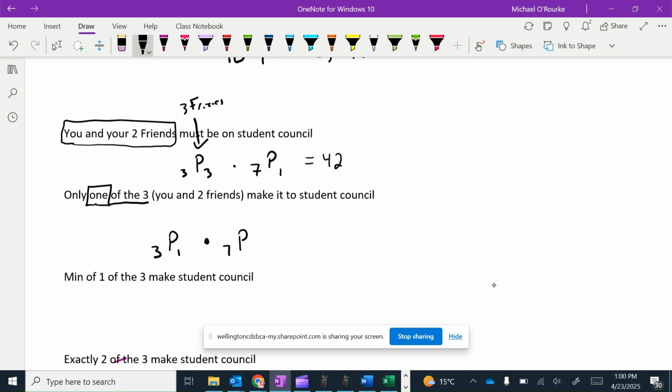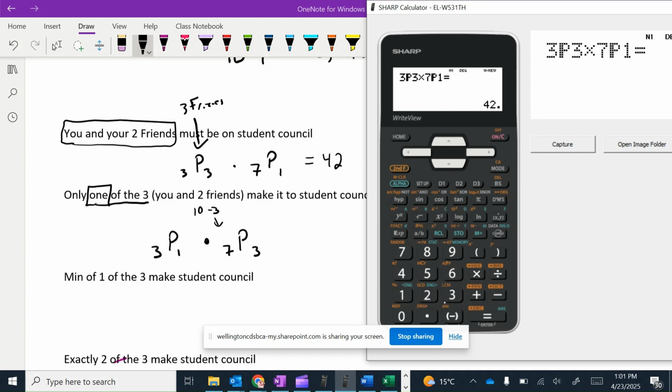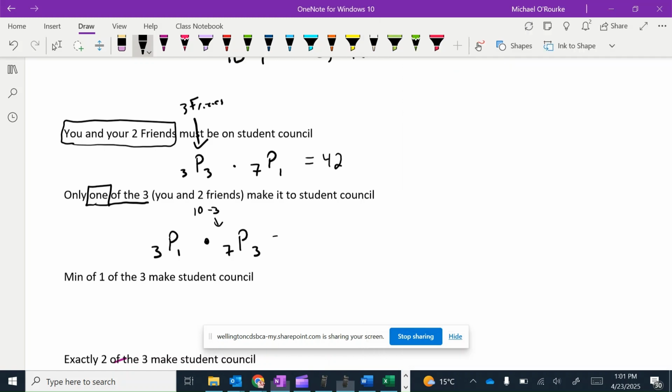Then there's 7 people left over, and they're going to fill the other 3 spots on student council. This is 7 because I took out the friends. Like there's 10 people originally, minus the 3. So this group is not any of your friends. So 3P1 times 7P3. That gives me 630.